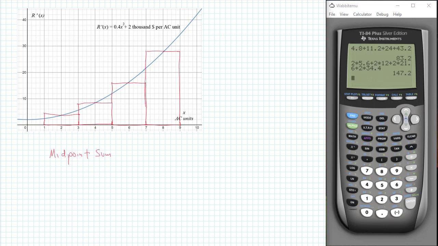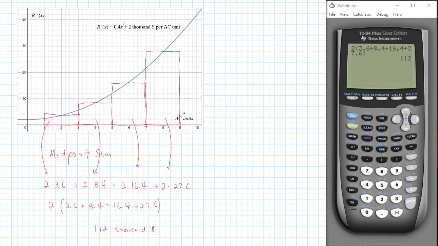So based on what we've just done, you should be able to figure out what each one of these areas are. I'm going to pause the video now. I want you to do the same thing, and I want you to work out what that sum is, and then restart the video, and I'll show you what the answer is.